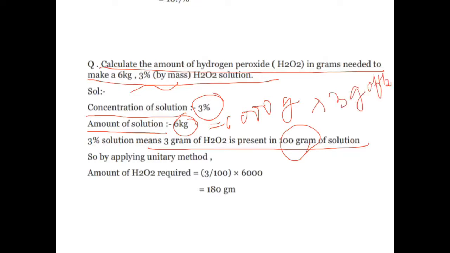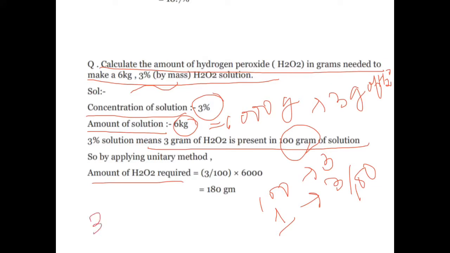Now, by applying the unitary method, we can see that if in 100 gram of solution we have 3 gram of H2O2, in 1 gram of solution there will be 3 by 100 gram of H2O2. So in 6000 gram of solution we will have 3 by 100 into 6000 gram of H2O2. When we cancel this, we'll get 180 gram.